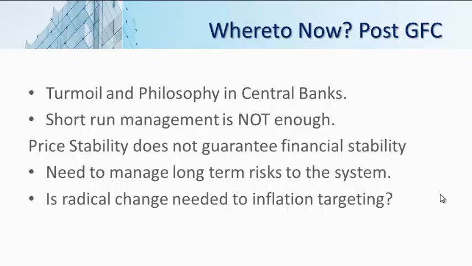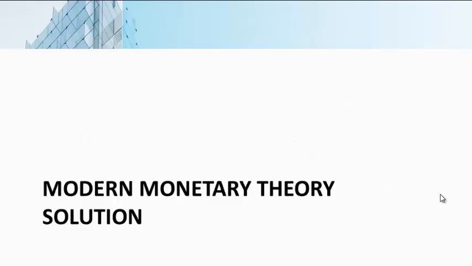So now everybody understands that there's a need to manage the long-term risks to the system, and perhaps inflation targeting is not the goal, although the current consensus is that inflation targeting is fine, that's what's needed, but we also need what is called macroprudential regulation. We need to have basically more of the Basel Accord. We need to make sure that the banks don't misbehave so that crises don't happen. But otherwise, inflation targeting is the right goal. So modern monetary theory offers solutions, but rather different from what the mainstream macro offers.